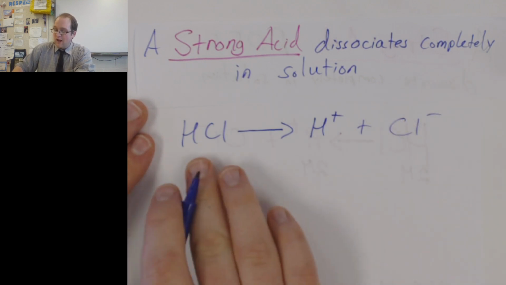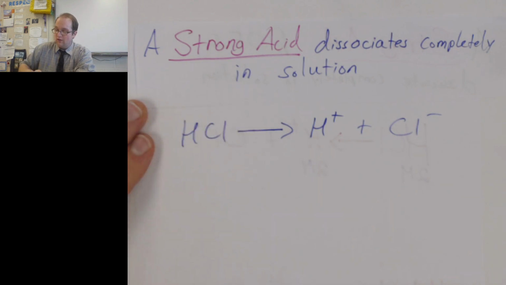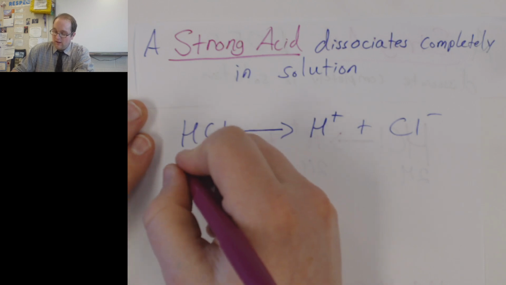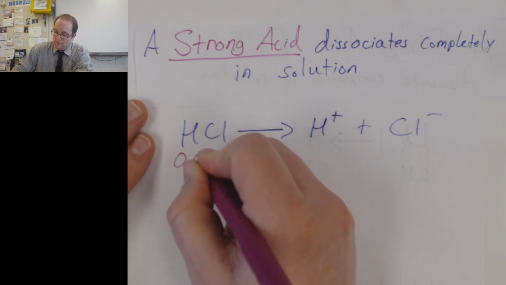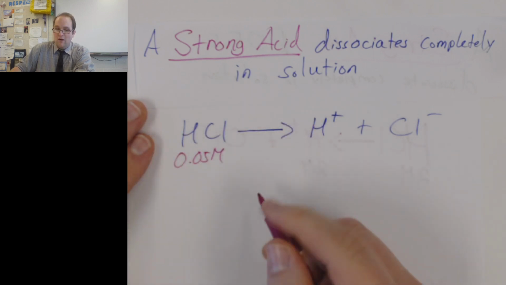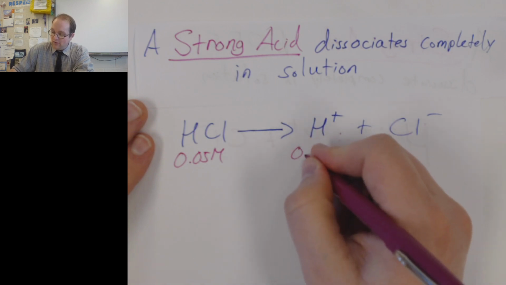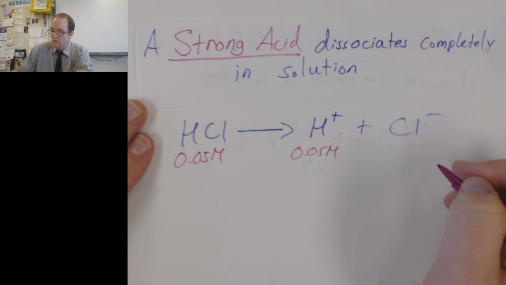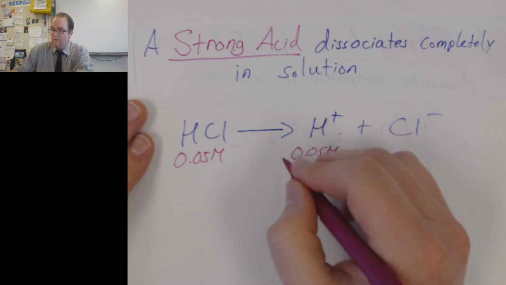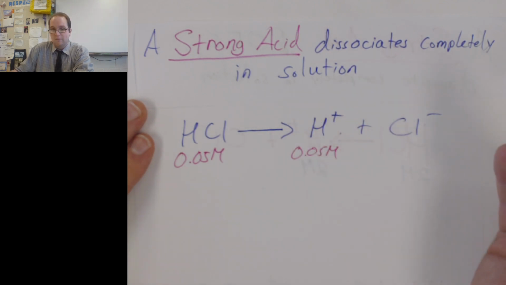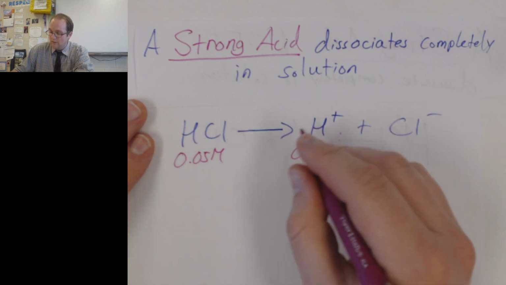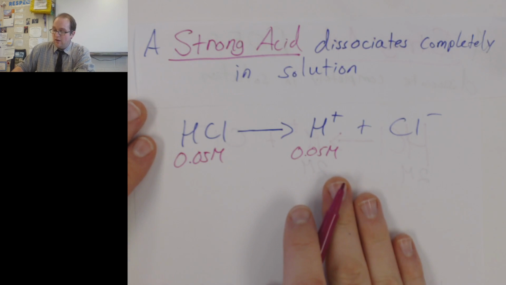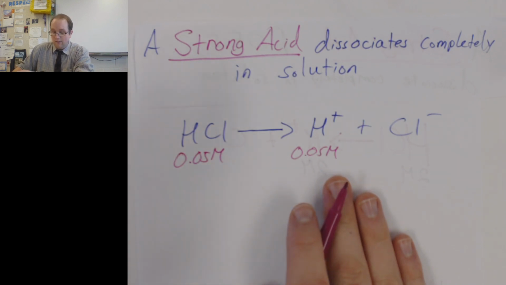Now with a strong acid, every single HCl molecule is going to break apart and make H+. So let's say I started with like 0.05 molar HCl. That means that I will have exactly 0.05 molar H+, and also 0.05 molar Cl-. Although we care mainly about the H+, because this is how we would calculate our pHs and other different important things in chemistry.